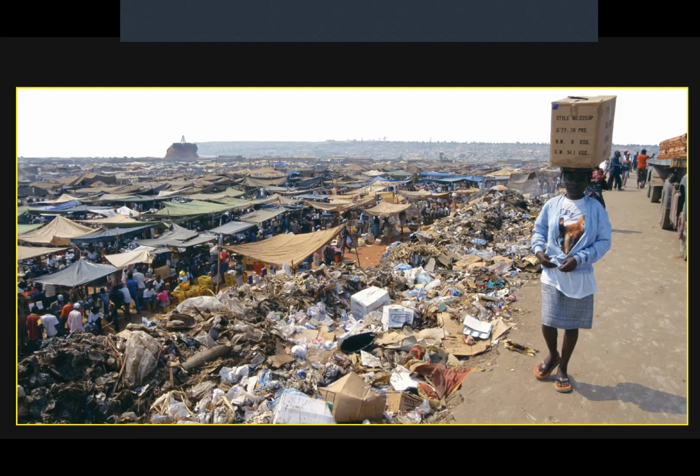This is another picture of Lagos at a market, and you can see the markets there and not a proper way of disposing of waste. So it's all just piled up right next to the road.